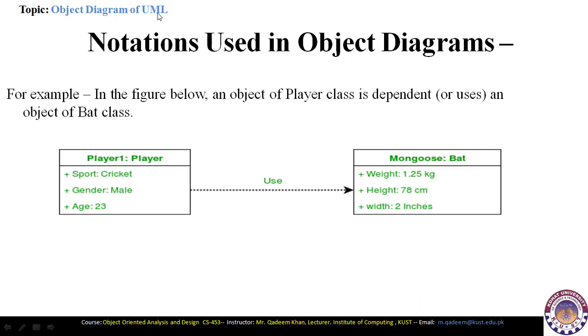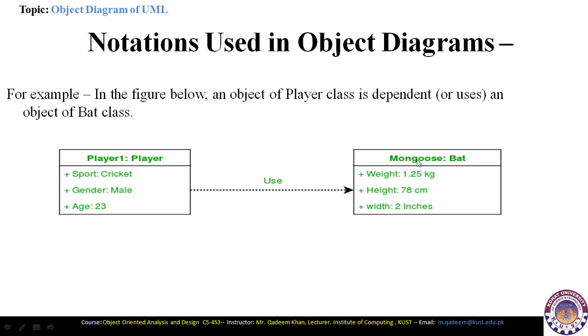Now here is an example of the uses relationship. The uses relationship shows that one object is depending on another. For example, the Mongoose object is depending on the player 1 object. You can see that in the player 1 object we have abstractly defined the sport, cricket, gender, male, and age 23.